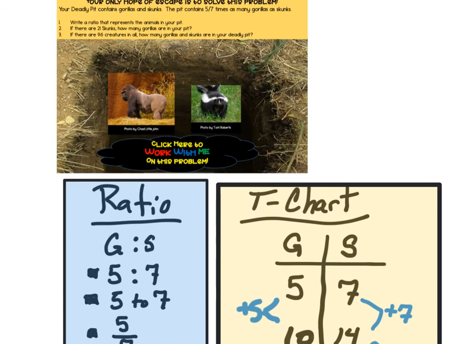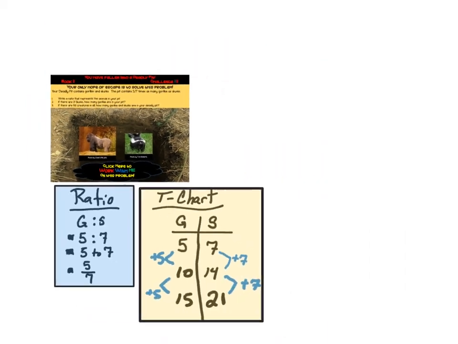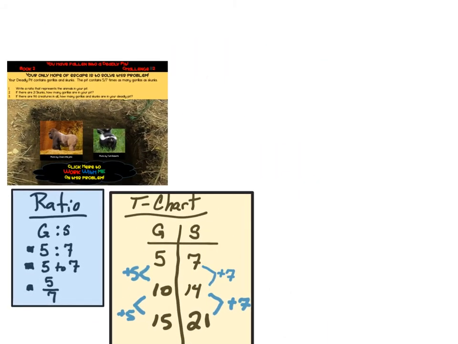Alrighty, my friends. Let's move on and take a look at the third little problem we've got here. If there are 96 creatures in all, how many gorillas and skunks are in your deadly pit? All right, for this one, we're going to use the old triple-decker T-chart. So let's get that set up.